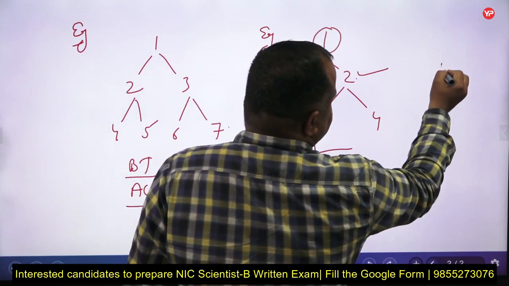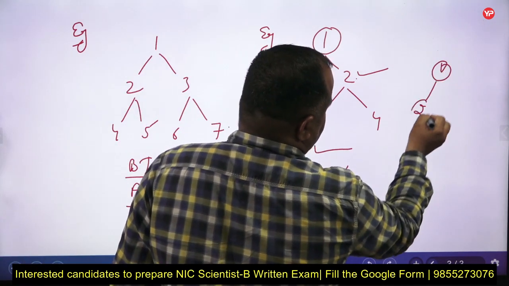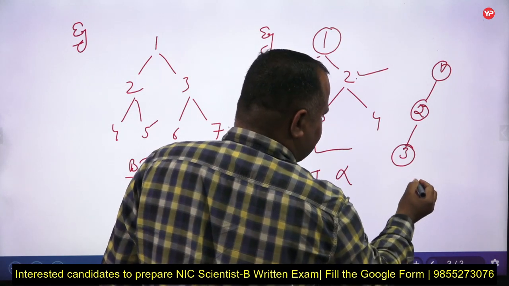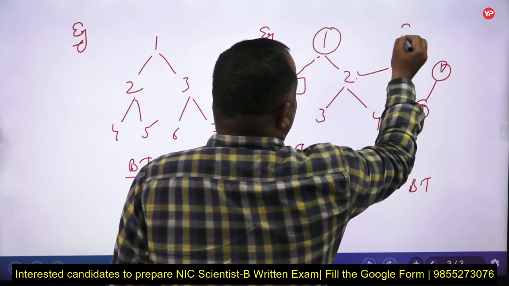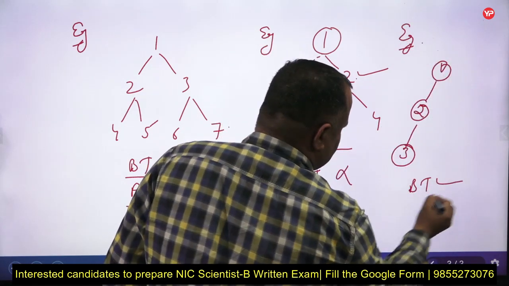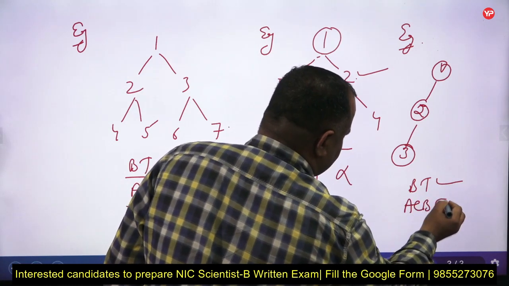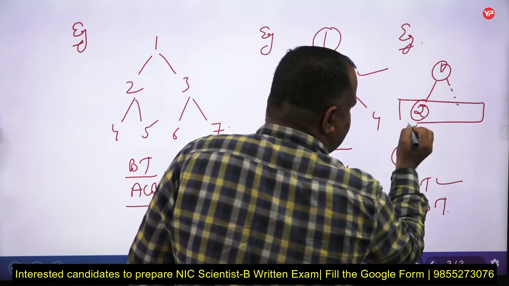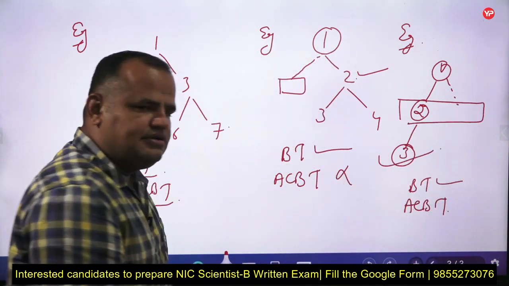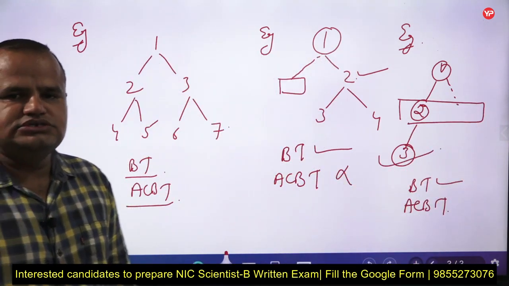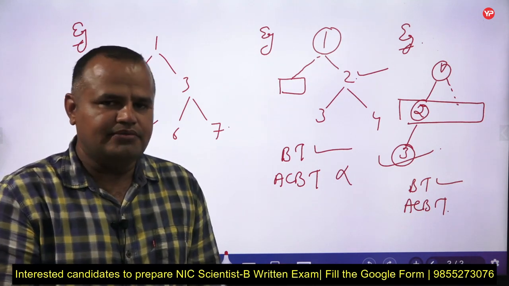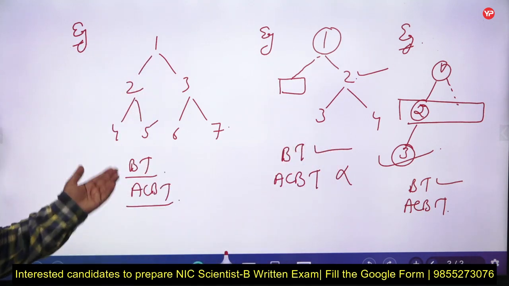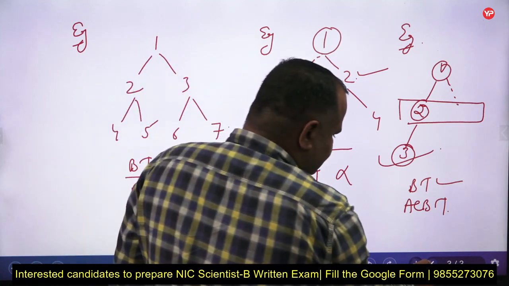Next, is it a binary tree? Yes, but it is not an almost complete binary tree. Why? Because without completely filling one level we move on to the next level. That is not possible in an almost complete binary tree. Getting my point? So in this way we can find out what an almost complete binary tree is.